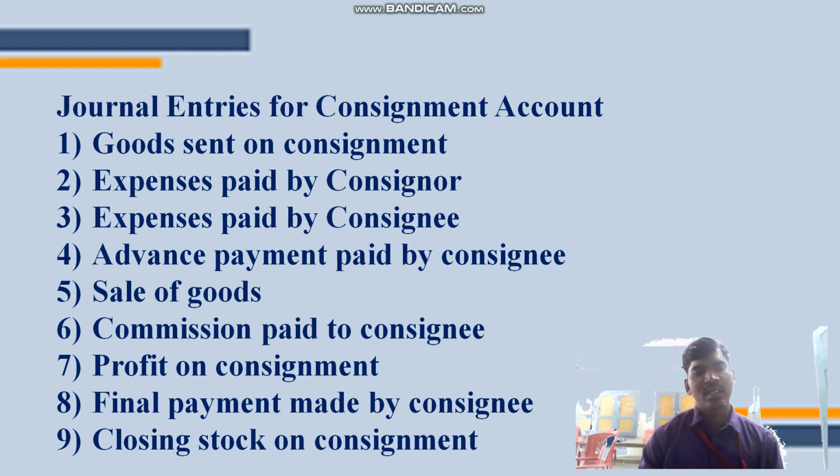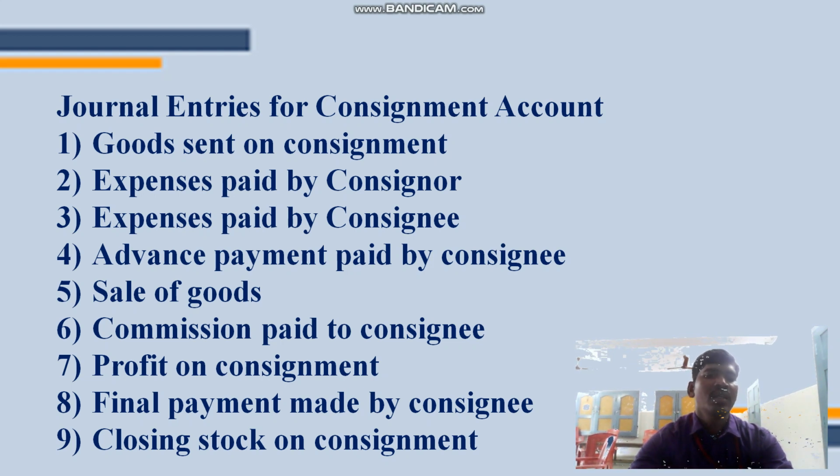So here the consignee is selling the goods on behalf of the consignor as per the instructions received from the consignor. So he will be selling the goods and he will be getting the money in his bank account. And the next transaction is commission paid to consignee. So this is the amount paid to the consignee for selling the goods on behalf of the consignor. Here, as agreed upon, a particular percentage of the sales amount will be paid to the consignee as commission.